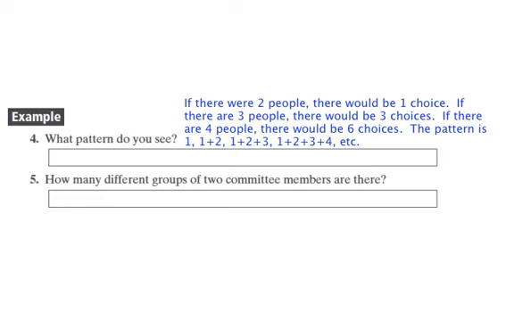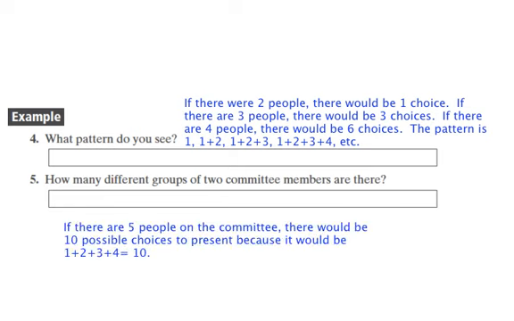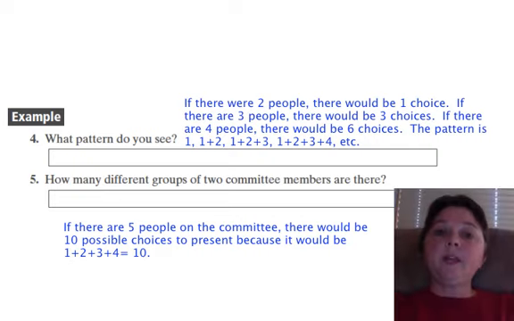How many different groups of 2 committee members are there? If there are 5 people on the committee, there would be 10 possible choices to present because it would be 1 plus 2 plus 3 plus 4, which equals 10. Pause the video if you need more time to copy down the notes. Don't forget to record a question. We'll be discussing this in class tomorrow.